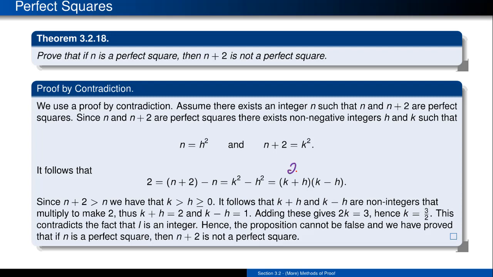It turns out that this one's the 2 and that one's the 1. And then it gives me two little equations that say k plus h is 2, k minus h is 1. If you add them together, it gives you 2k equals 3. Dividing by 2 is going to say k is equal to 3/2, which then is going to contradict the fact that this is not a non-negative integer, which then says that the original thing must be true, and kind of clean it up from there.